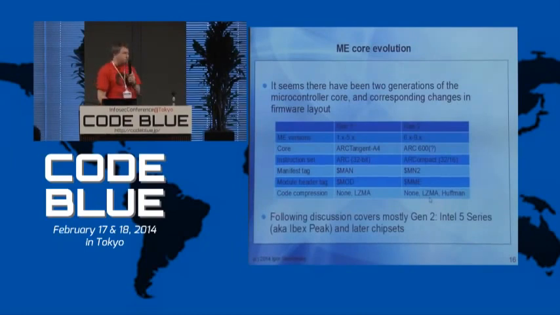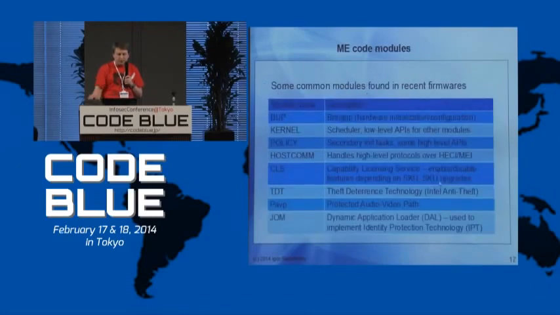Just to mention that most of the following information is related only to generation 2, because these are more modern chipsets and they're more interesting to analyze and to work on than something old. Now here's a list of some of the typical modules that you may find in these firmwares. Every module has a name, so this may also hint at its functionality.